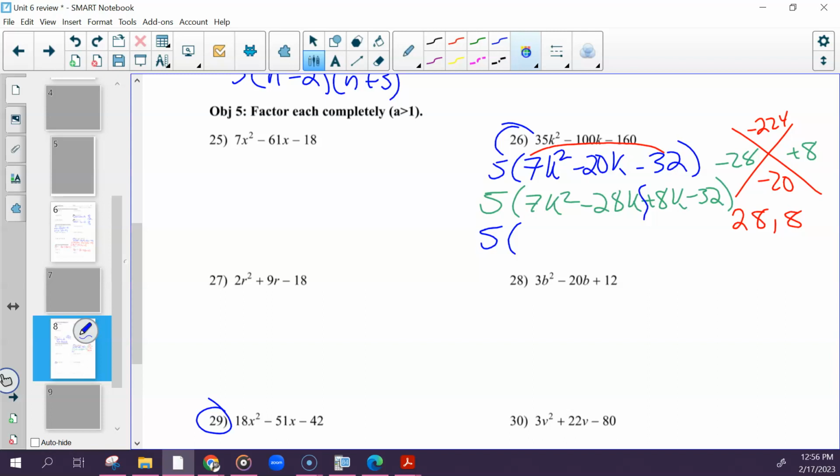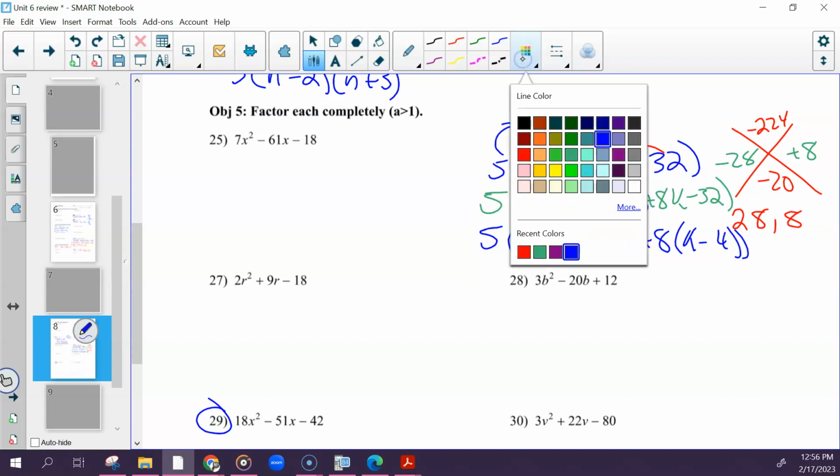7. Okay. We divide that out, what's left? K minus 4. Okay. And then what could we divide out of the last two? 8. Plus 8. We do that, what's left? K minus 4.